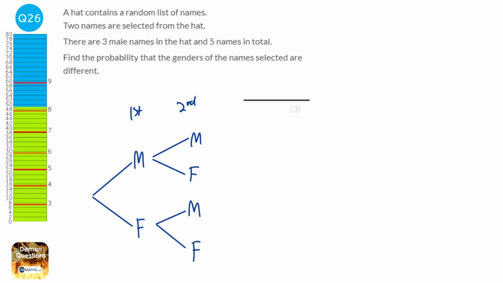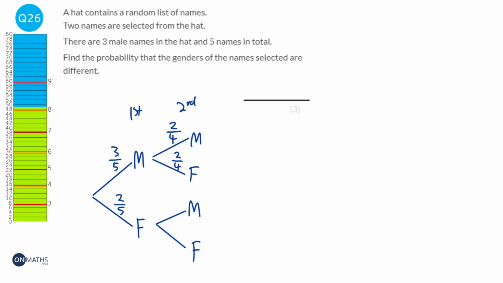Looking at the questions, there are 3 male names in the hat and 5 names in total. So the fraction for the first one will be 3 over 5. If there's 3 male names, there'll be 2 females. Now, if we've picked a male name already, there'll be 2 left and 4 left in total.